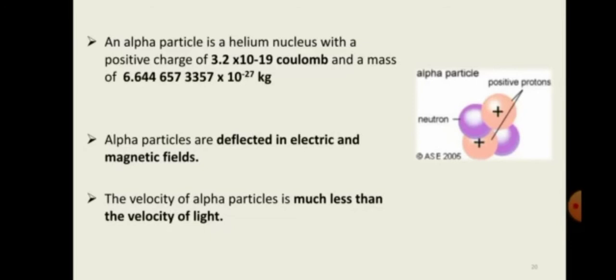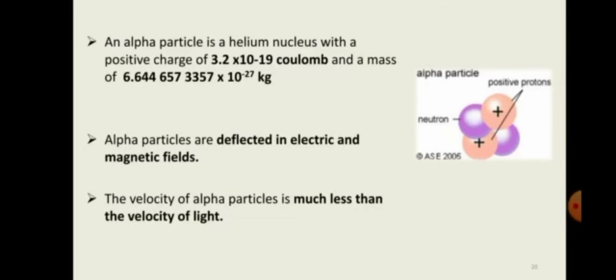The next property: alpha particles are deflected in electric and magnetic fields. As alpha particles are charged particles, they get deflected in electric and magnetic fields, and the direction in which they get deflected indicates that they are positively charged.